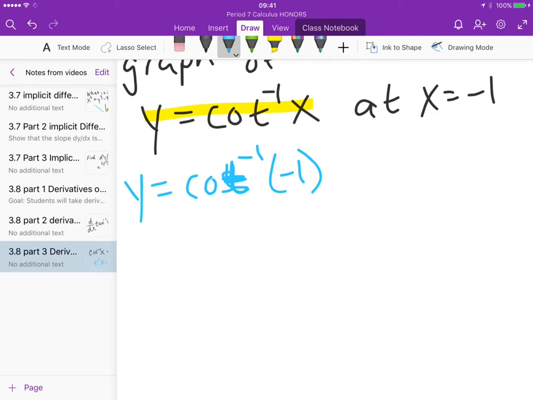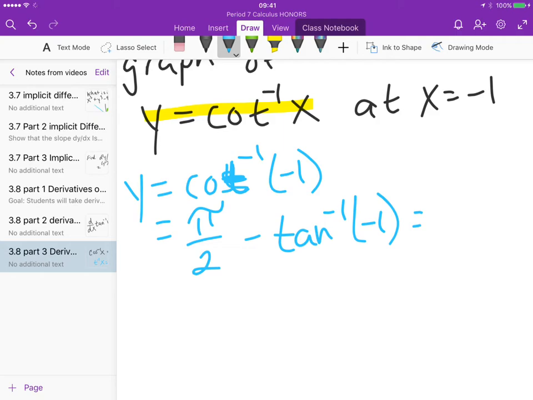I'll be the first one to admit I don't feel that way about the unit circle. And so instead, I'm going to utilize an identity that we just learned because I'm a little bit more comfortable just thinking about tangent more than cotangent itself. So we just learned this is the same thing as pi halves minus tangent inverse of -1. And then we can kind of use tangent to our advantage here as well.